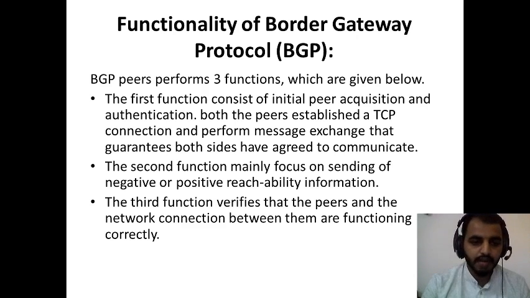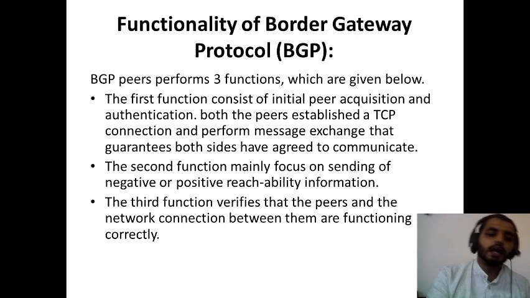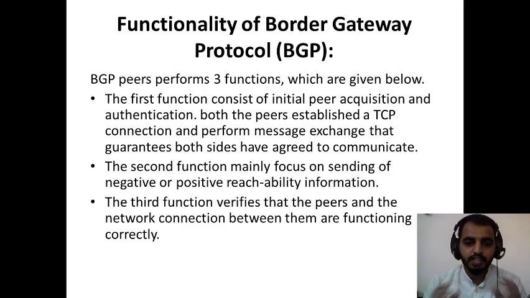What is the second one? The second functionality mainly focuses on sending negative and positive reachability information. In the sense, after a communication is established, I'll see the alternate routes so that I can get the best route to send that particular information, and that information will be updated to the peer router so that a particular path can be taken, and other routers can also know the shortest path between the other routers. So the second functionality mainly focuses on sending negative as well as positive reachability information.